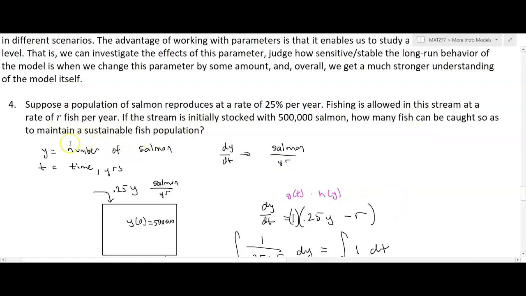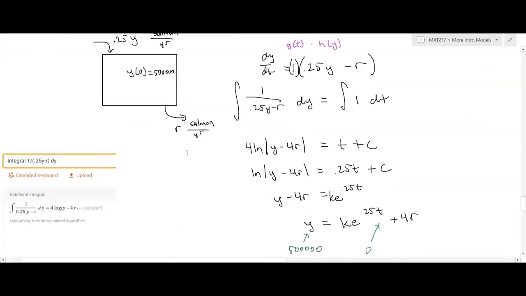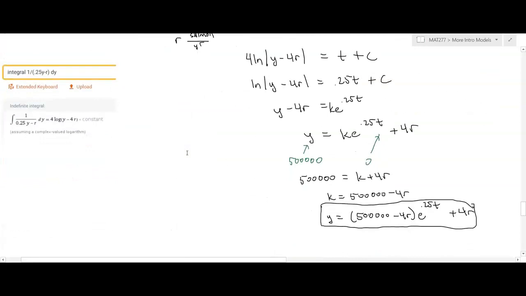Well, we could probably agree that what that means is that we don't want the population to decline. So we want the population to either continue increasing or to flatten off. So let's go ahead and take a look at this in Desmos.